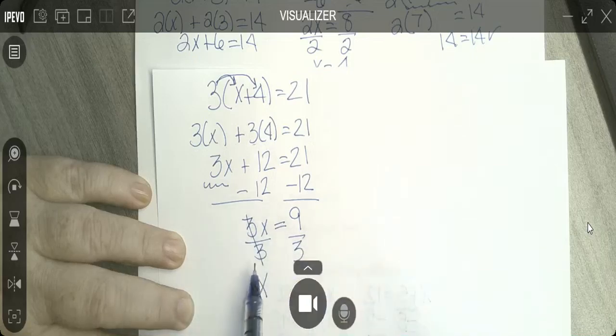The other thing to remember is it doesn't matter what we have next to the variable. It looks like most of ours have been positive. It could be a negative, and then we just divide by the negative.